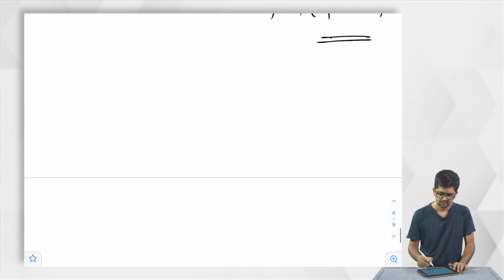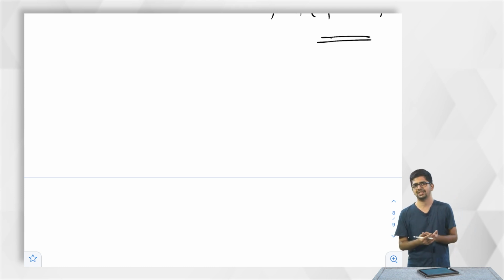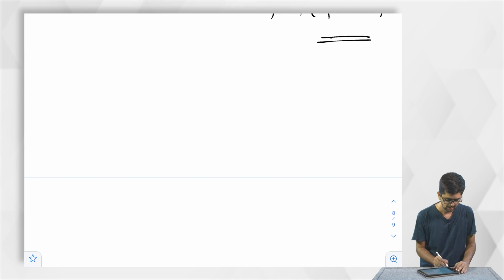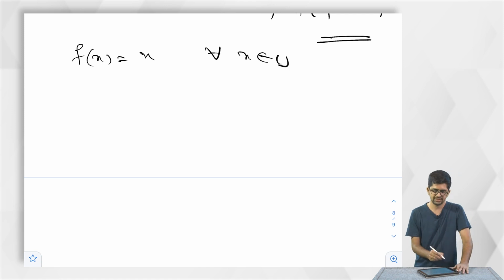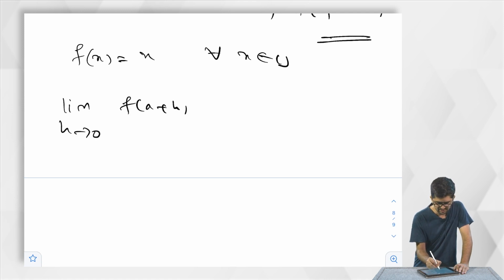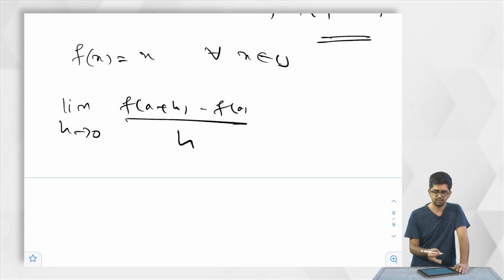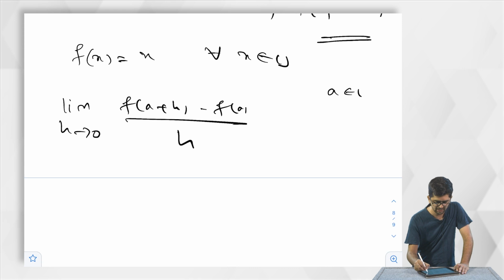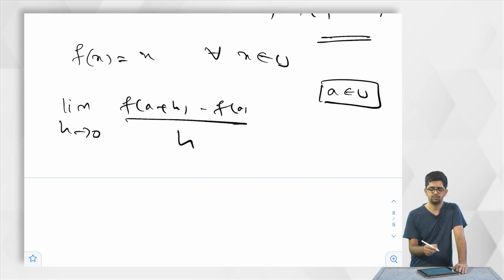So let us take the identity function. f of x is equal to x for every x belongs to U. Is it a differentiable function? Further, what we want is the following: limit h goes to 0, f of a plus h minus f of a by h. We want this limit to exist, after fixing a point a belongs to U.